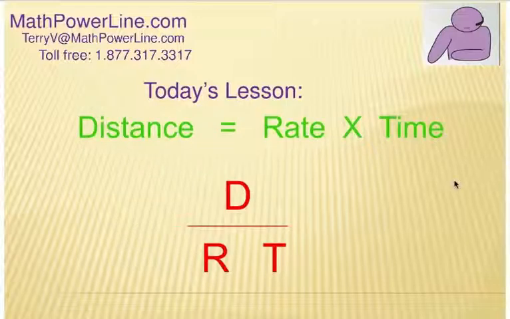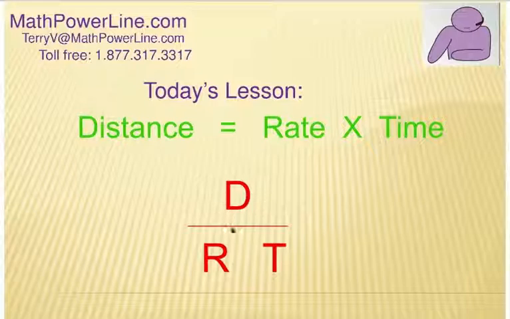As I explained in a previous video, the formula we're using for all these is distance equals rate times time. The distance traveled equals the speed times how long it took you. The units vary depending on whether you're talking about miles per hour, feet per second, whatever units you're using, this formula always works.